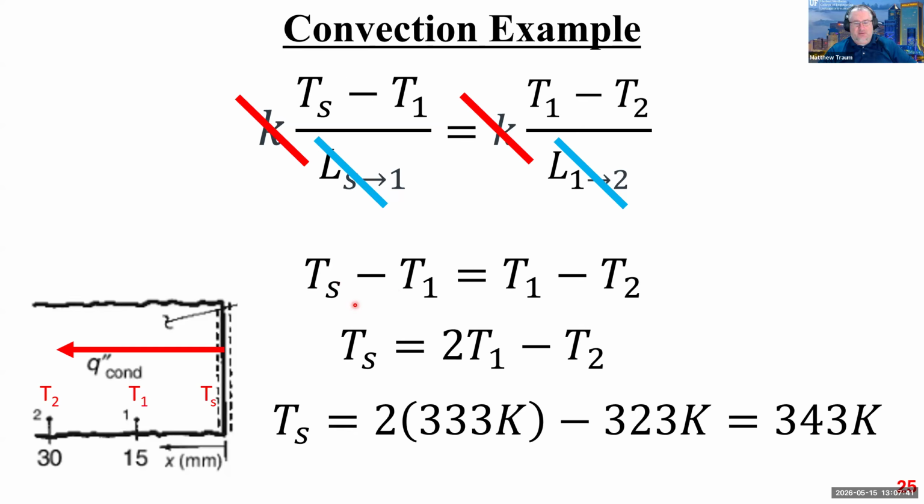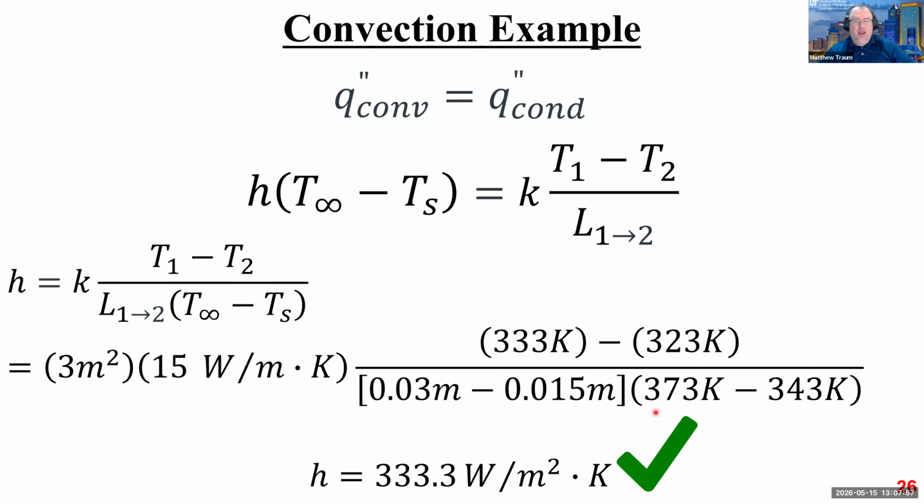So we're left with T surface minus T1, the numerator here, equal to T1 minus T2, the numerator here. I'm just going to solve this for Ts. Here I am solving for Ts, plugging in the given numbers, and it turns out that T surface is 343 Kelvin. So that's how I get T surface. Once I know T surface, I can go back to my equivalency between convection and conduction, set those equal to each other as I did before, and solve for the one thing I don't know, h. That's what I'm going for.